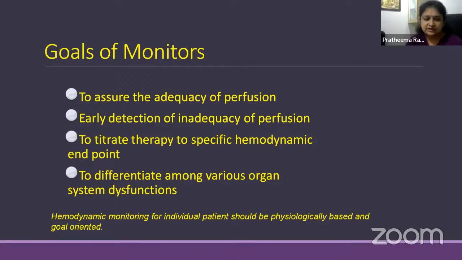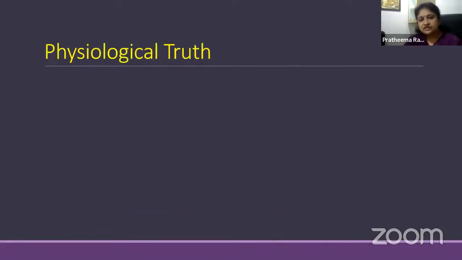Maybe I feel that I should give fluid to a patient, and my colleague feels that the patient is fluid filled, so he needs to dilute the patient. So what is the number which we need to go by? And it is not one single number, it is a trend. That is what the monitors tell us. So what is the physiological truth?